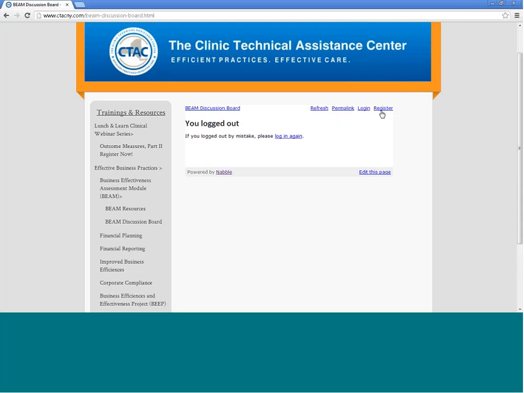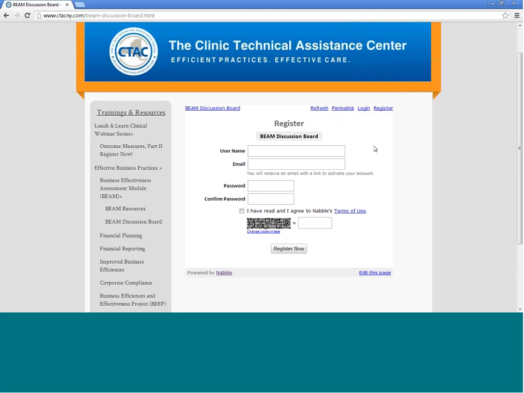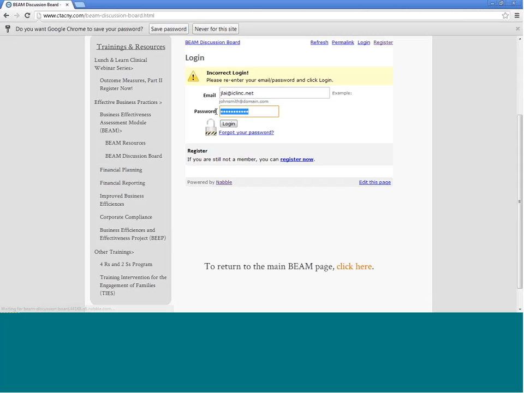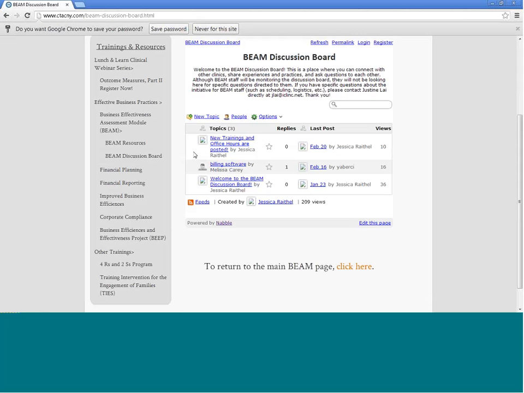If you haven't signed up yet, then you should register, and enter a username, email, and password of your choice. And then, let's see, once you register, oops, I'm sorry about that. Okay, let's just go back to the discussion board. Once you register, you can see the different questions that are here.